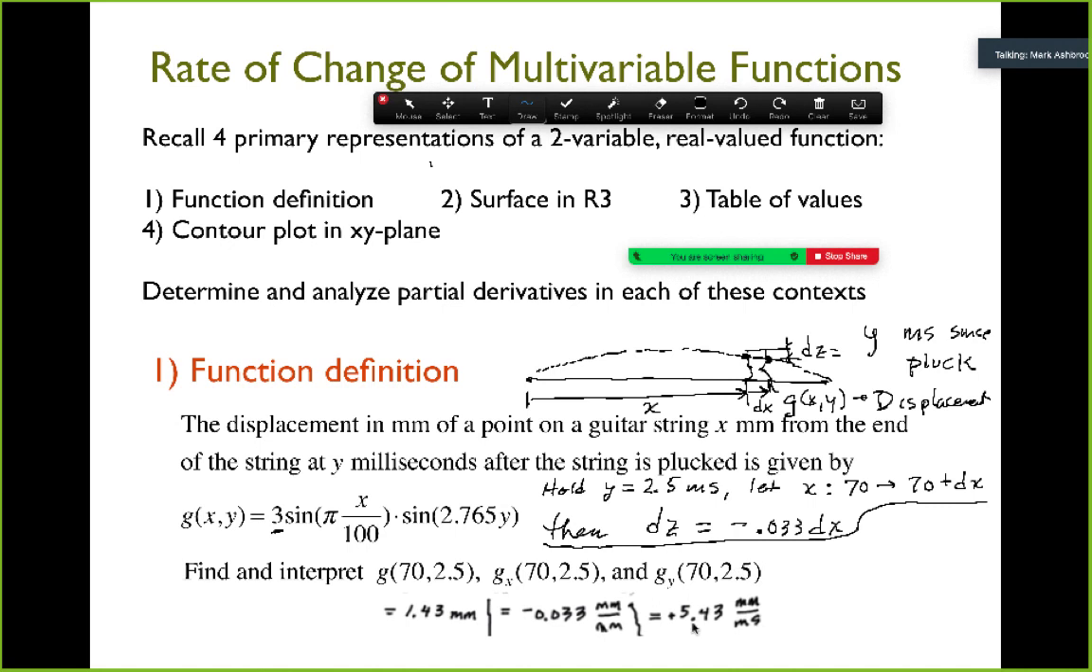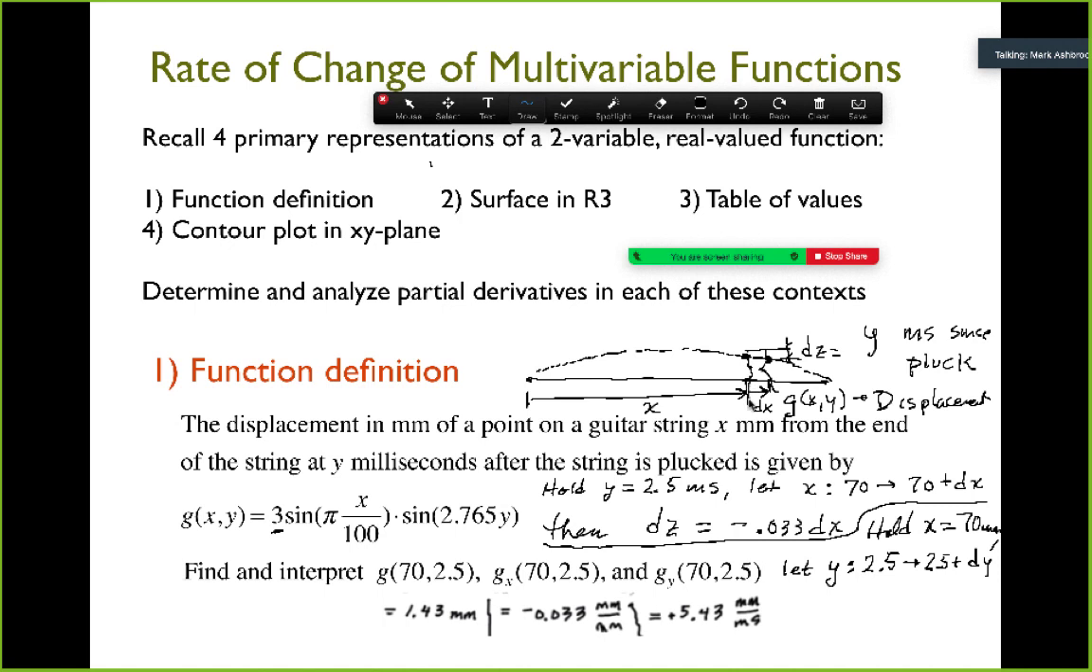First of all, what does that mean for our quantity or variable x, distance? This is only true for when x is at 70 millimeters. So we're going to hold x constant at 70 millimeters. And now we're going to let y change from 2.5 milliseconds to 2.5 plus dy. Okay, that's better. So we're going to let a little time go by.